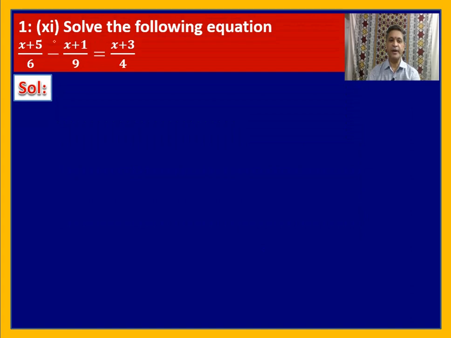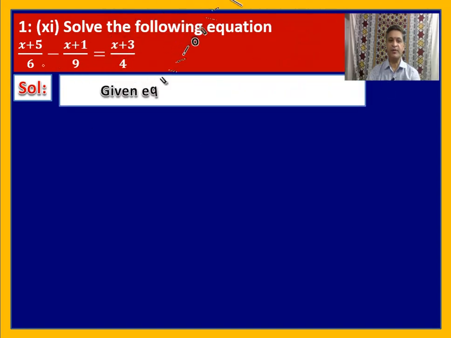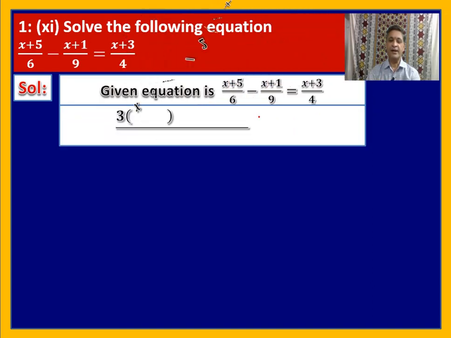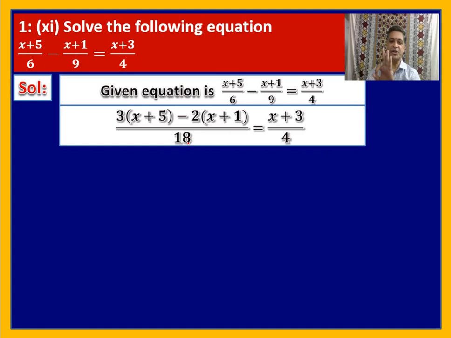Go to 11th Roman in first problem. Solve the following equation. (x plus 5) by 6 minus (x plus 1) by 9 is equal to (x plus 3) by 4. Given equation is (x plus 5) by 6 minus (x plus 1) by 9 is equal to (x plus 3) by 4. Taking LCM for left side part. So 6 and 9, LCM of 6 and 9 is 18. So 6 cancel in 18 3 times.